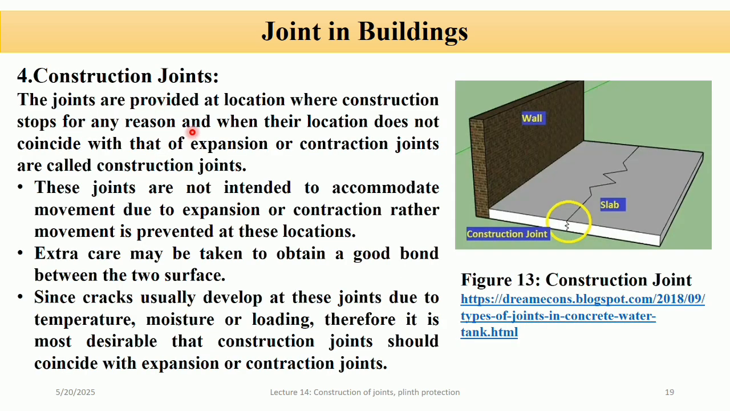Construction joint. The joints are provided at locations where construction stops for any reason, and when their location does not coincide with the expansion or contraction joints, they are called construction joints. These joints do not serve the purpose of handling movements caused by expansion or contraction. Instead, they are meant to reconnect fresh concrete with already hardened concrete and prevent movement at that location. So no movement is allowed across a construction joint.